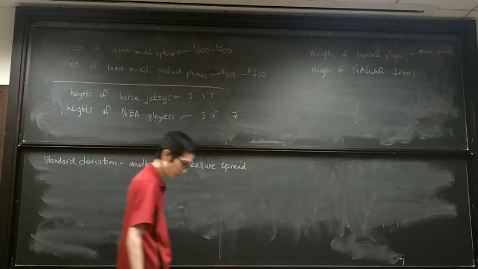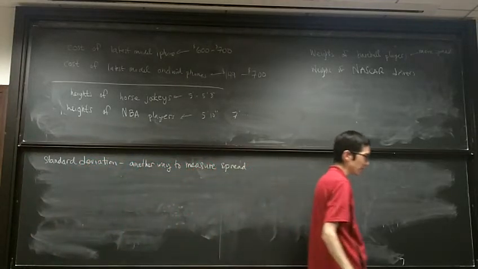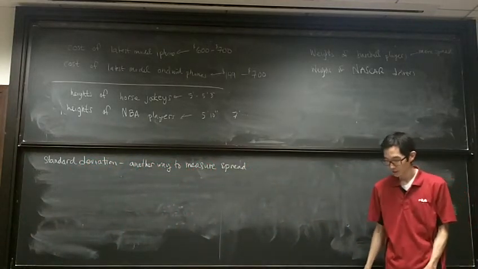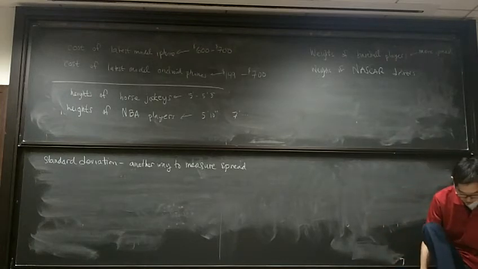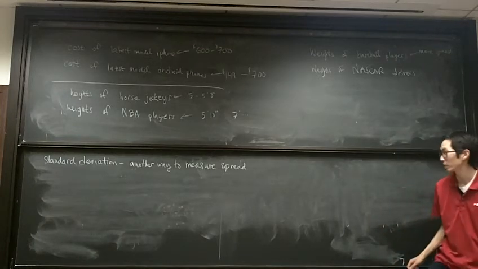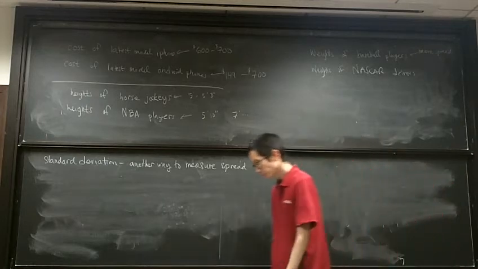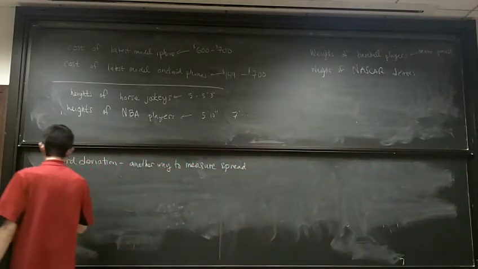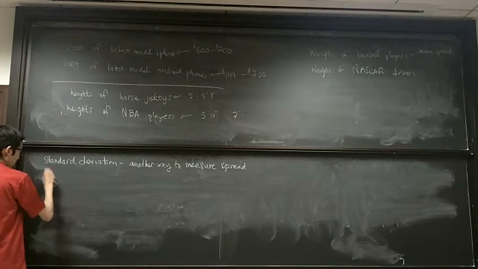It means there's more spread, and if the data set has a smaller standard deviation, it has less spread. Okay. The symbol for standard deviation is S.